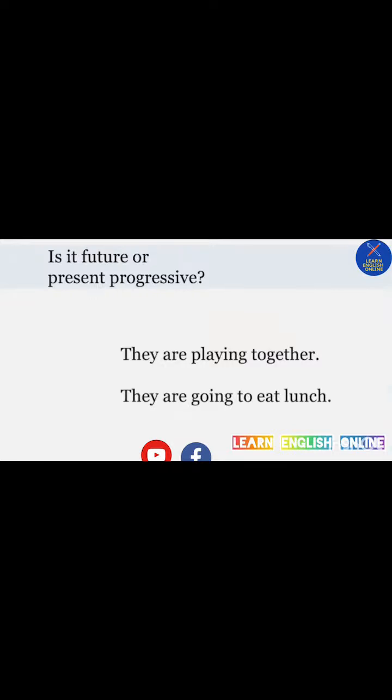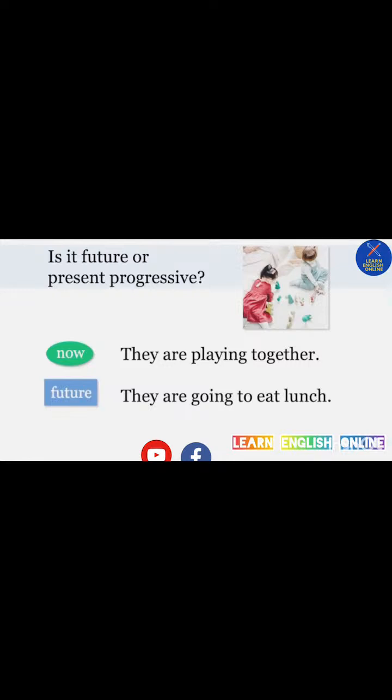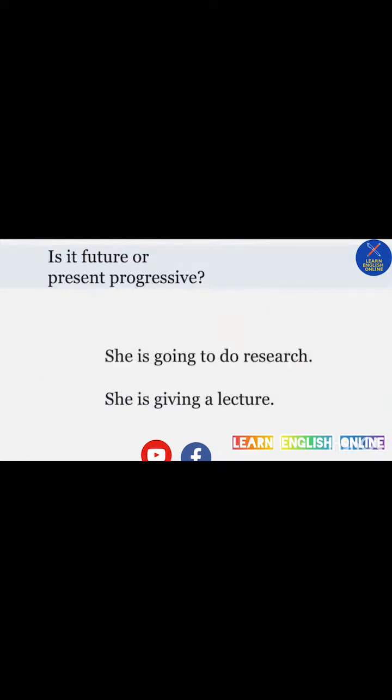Is it future or present progressive? They are playing together. They are going to eat lunch. They are playing together is happening right now. They are going to eat lunch is going to happen in the future. She is going to do research. She is giving a lecture. She is going to do research in the future. She is giving a lecture right now.